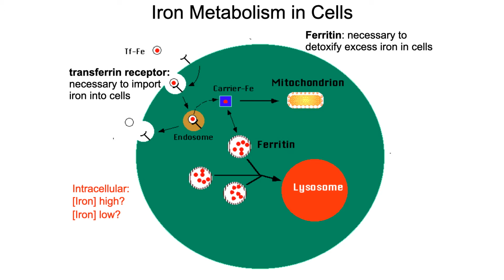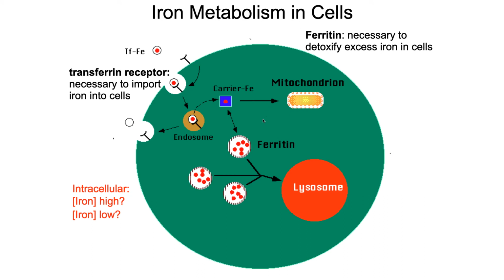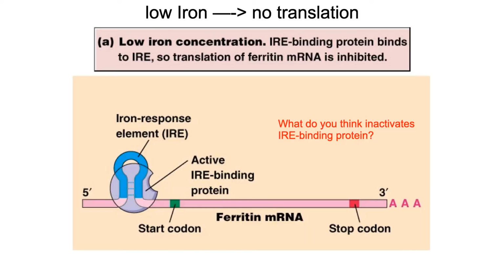So the regulation of these two proteins, transferrin and ferritin, occurs at the translation level, not at the transcription level. So let's take a look at ferritin. Again, ferritin is the protein necessary to get rid of excess iron. If we look at the ferritin messenger RNA, we notice an important element in the 5' untranslated region.